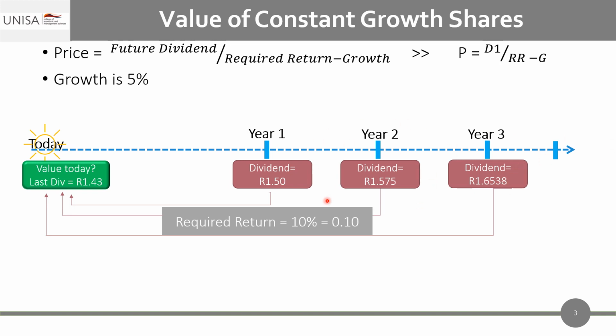So to find the value of this share, we will then say D1, which is dividend in year 1, not a dividend in year 0, which is 1.43. No, it's actually dividend in year 1 divided by required return, which is 10% minus G. If you do that calculation, you'll get a nice answer.